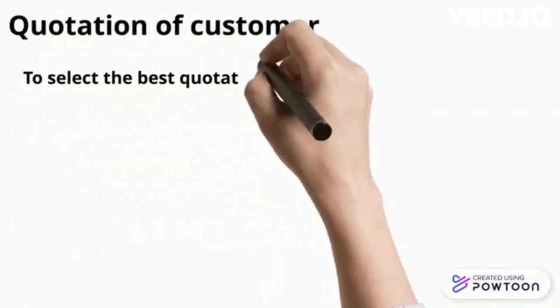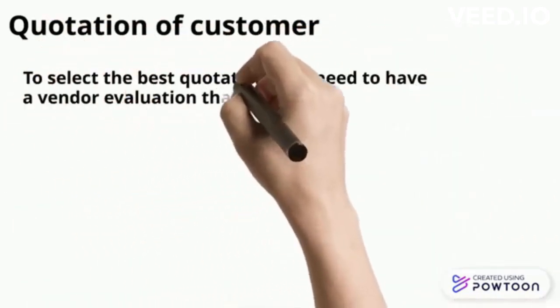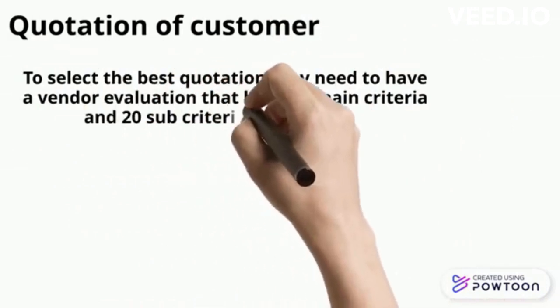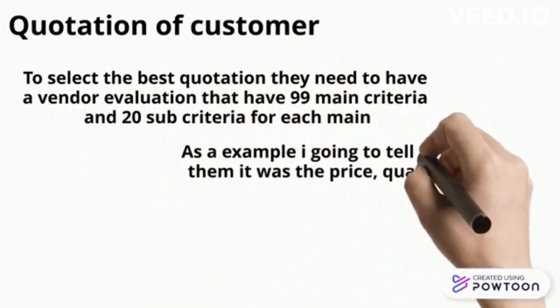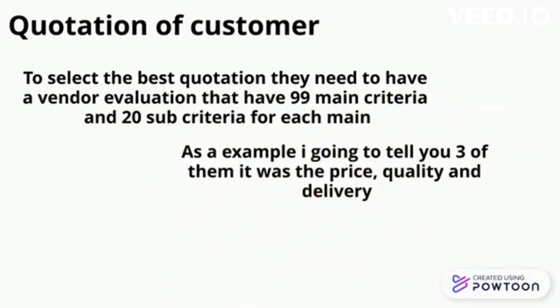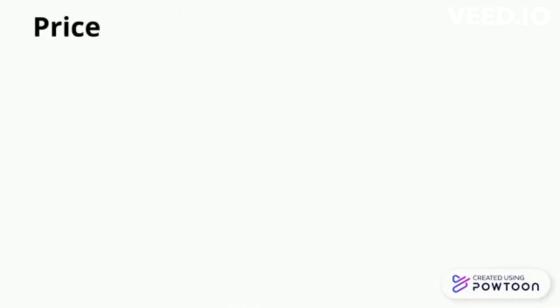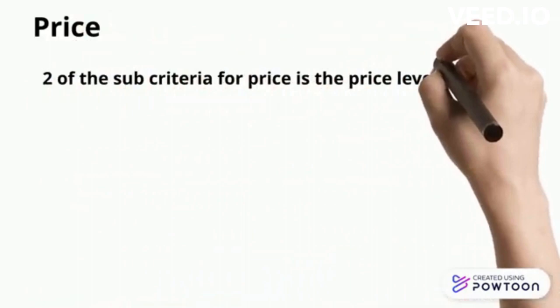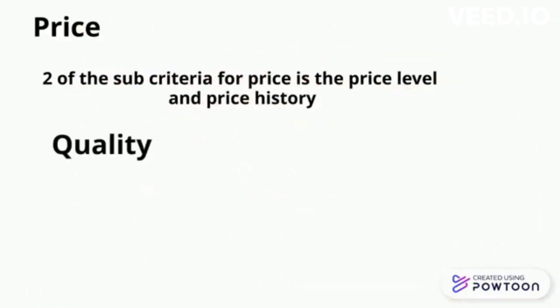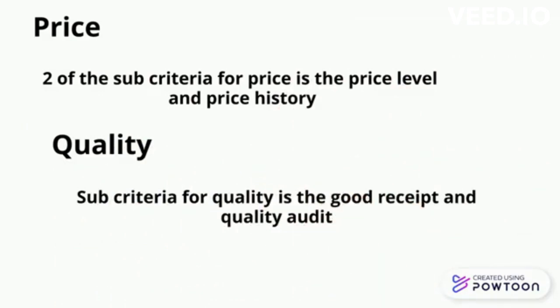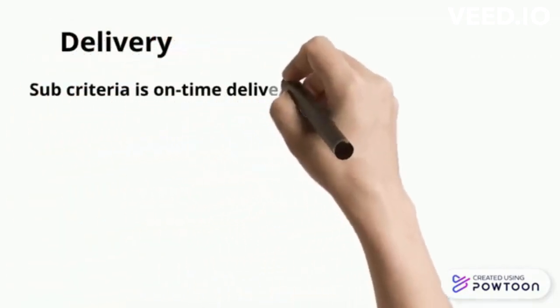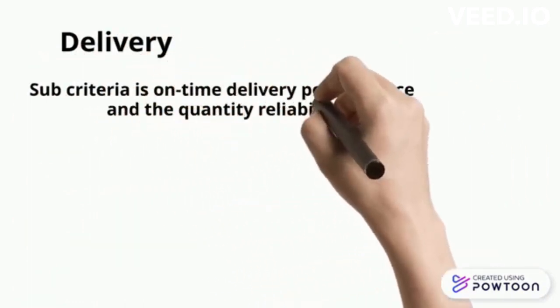To select the best quotation, they need to have a vendor evaluation that has 99 main criteria and 20 sub-criteria for each main. As an example, I'm going to tell you 3 of them: price, quality, and delivery. Two of the sub-criteria for price are the price level and price history. Sub-criteria for quality are the goods receipt and quality audit. Delivery sub-criteria are on-time delivery performance and quantity reliability.